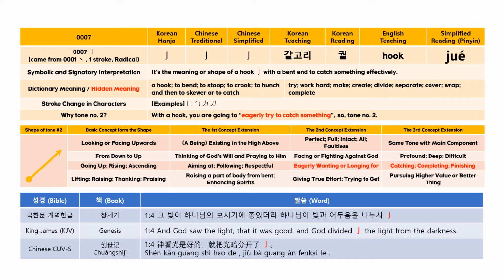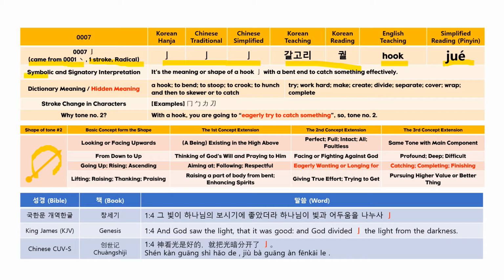This character came from the dot, the first character we have learned. One stroke, one of the radicals, all the same shapes in Korean Hanja and Chinese traditional and Chinese simplified. 갈고리골 in Korean language, and in English, hook. The pronunciation of this character is tone number 2, 제, just like this.